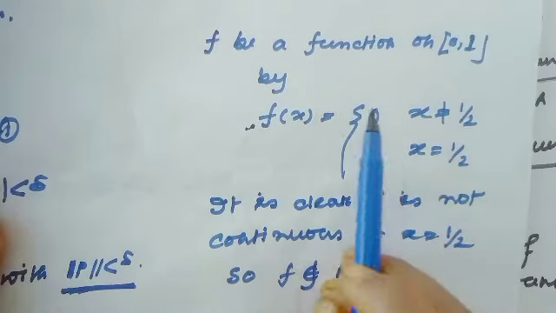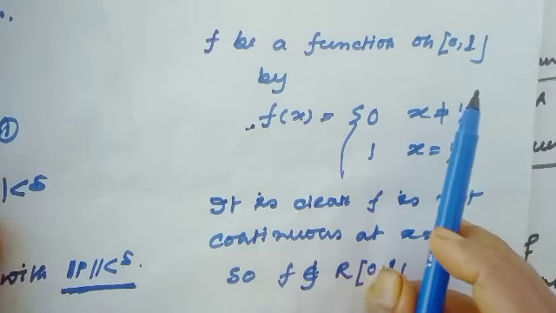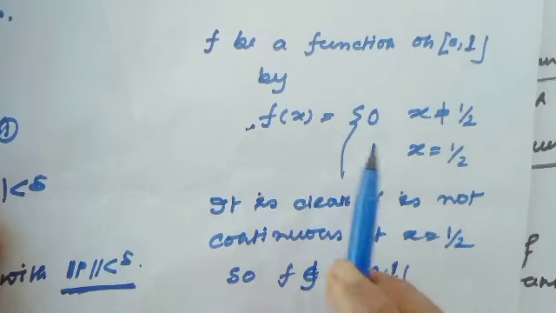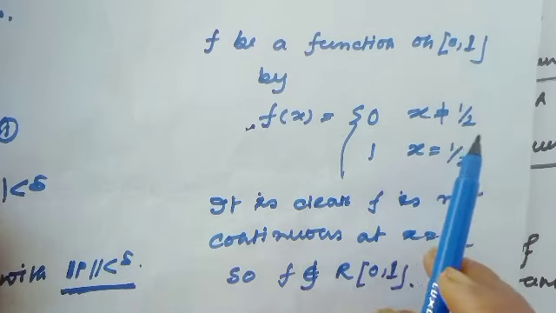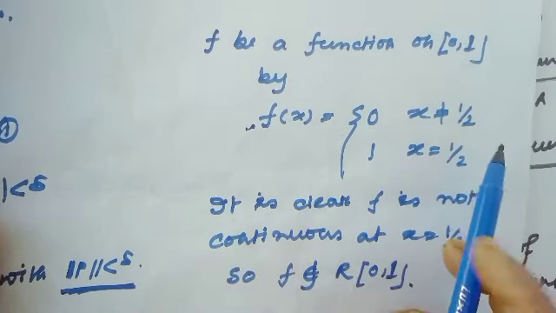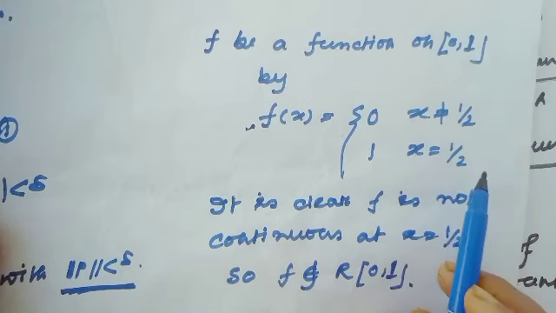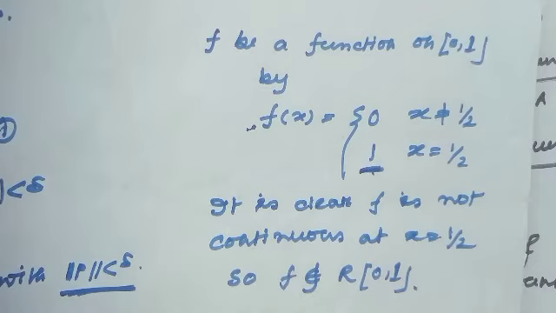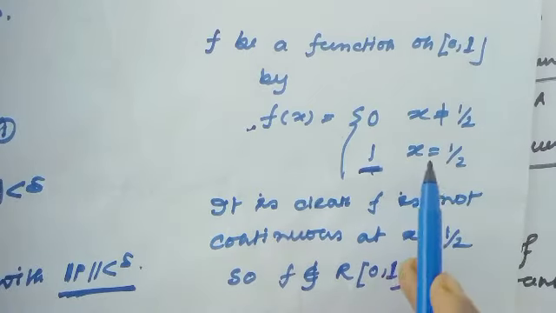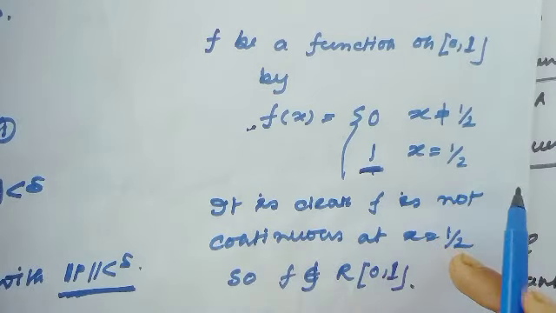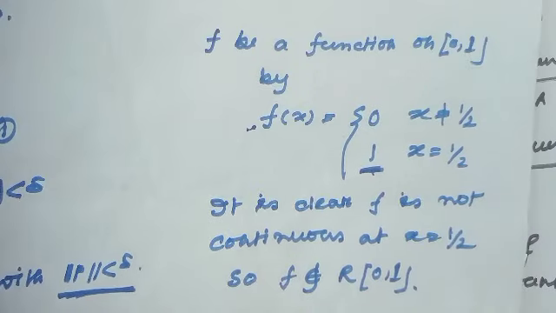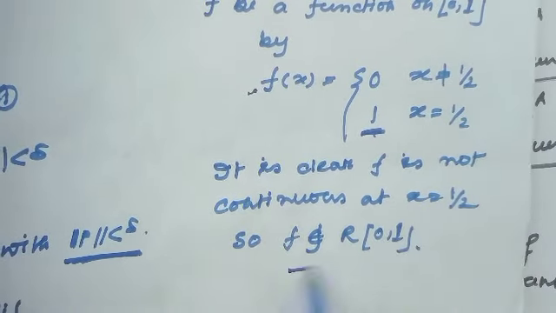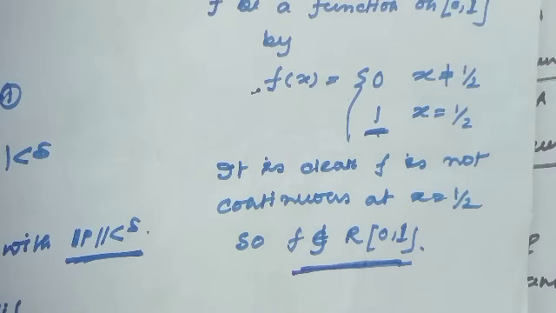For example, consider f a function on the closed interval 0, 1 defined by f of x equal to 0 when x is not equal to half, and at the point half the value of the function is 1. Obviously this function has a jump discontinuity at the point half. So by the theorem we can tell easily f cannot be Riemann integrable on the closed interval 0, 1. Are you getting the idea of the theorem?